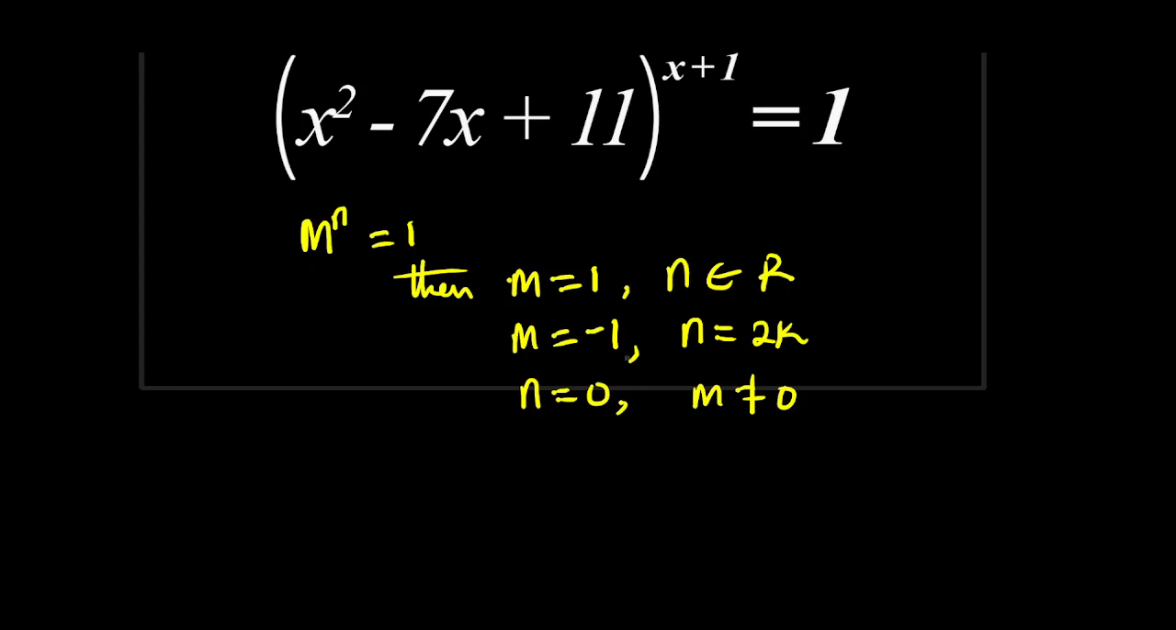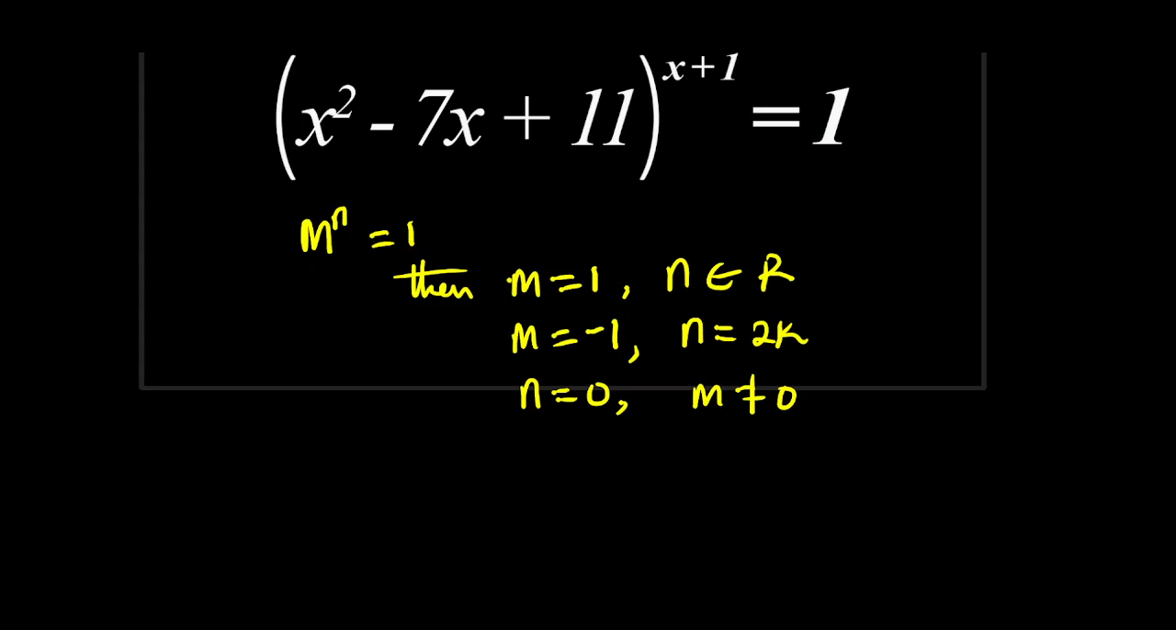Now, for the first condition, if m is equal to 1, that is x squared minus 7x plus 11 equal to 1, then if n belongs to R, that is, if x plus 1 is equal to a real number, your result is going to be 1. So this equation is going to be correct. And if m is equal to negative 1, that is, if x squared minus 7x plus 11 is negative 1, then for this equation to be true, x plus 1 has to be even. So if x plus 1 has to be even, that means that x must be an odd number. So the third case is the first thing that we started with.